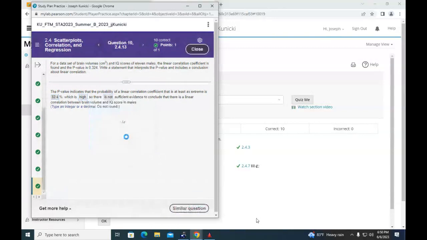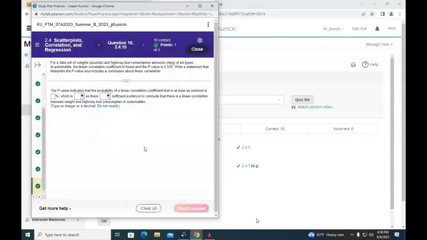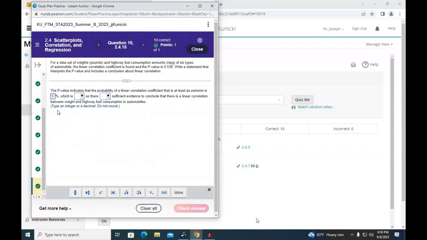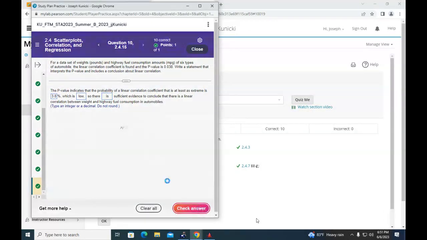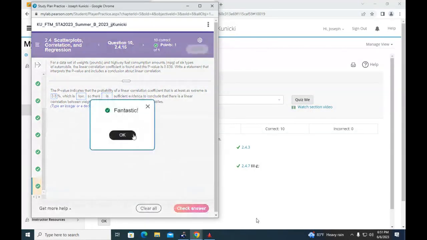And one more, 15. Now it says the p-value is 0.038. So now it's 3.8%. Well, obviously 3.8 is less than 5. So we say that's low. Right? Because it's less than 5, so it's low. So there is sufficient evidence to conclude that there's a linear correlation. Because now we're in the tail. Yep. We're significant.